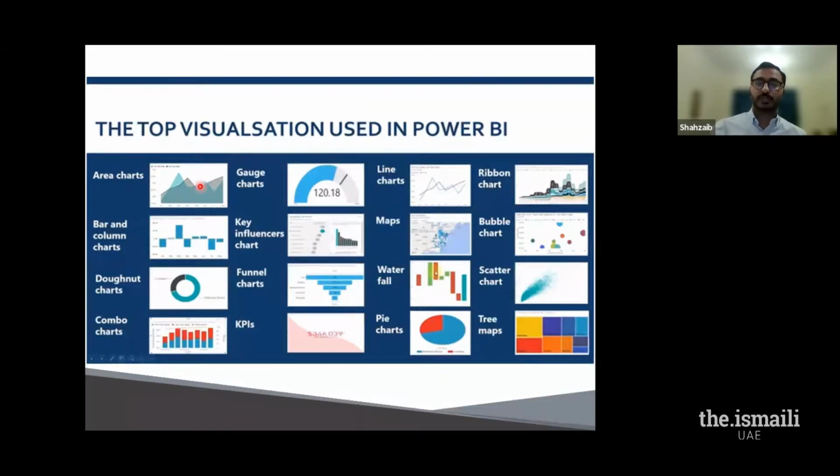You have area charts, gauge charts to see where you are against a target. You could do a map, for example, if you are spread across multiple geographical locations, so that you could pinpoint which area is performing better than the others. You could do pie charts, tree maps, a combination of charts, a bar chart. There are a lot of visualizations available within BI. By default, I don't remember exactly the number, but there's a sizable number that's available within BI.